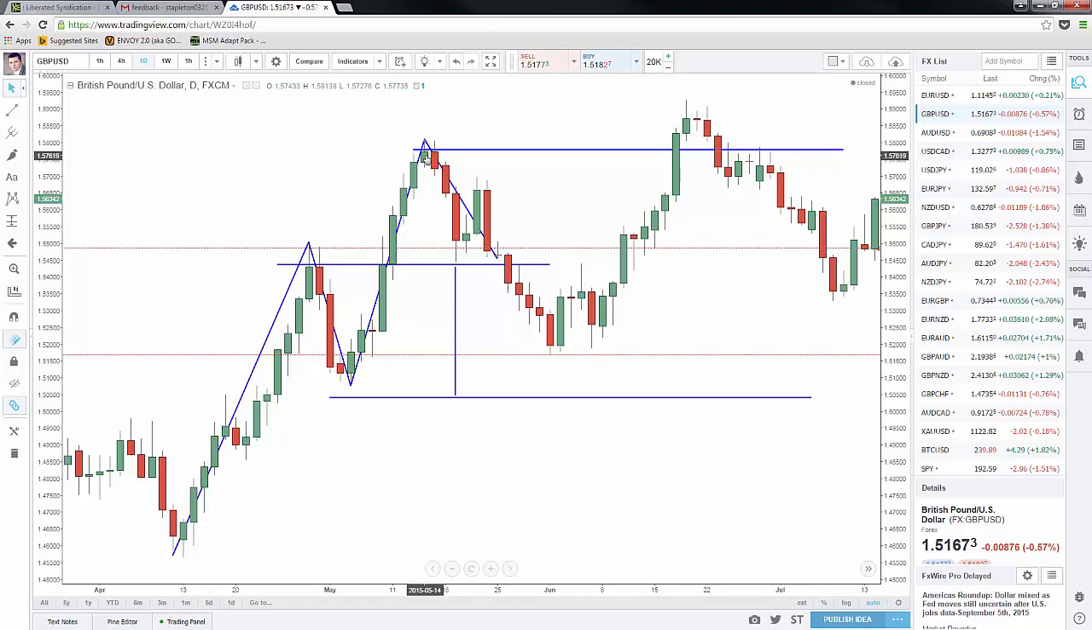Was it an arbitrary level? Was it a news level? Was there more structure looking left? Doesn't matter for our purposes. All we care about is the market found resistance there. So that's going to be where we take our initial targets off at.